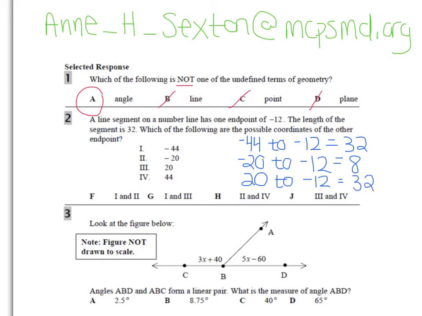And finally, we have 44. I'll do it over here. 44 to -12. Again, we've got this benchmark of 0. So to go from 44 to 0 is a length of 44. And to go from 0 to -12 is a length of 12. So to go from 44 to -12 is a length of 44 plus 12, which is 56. The question is asking, the length of the segment is 32, so what are the possible coordinates? Therefore, -44 to -12 works, and 20 to -12 works. So 1 and 3 work, therefore our answer is G.